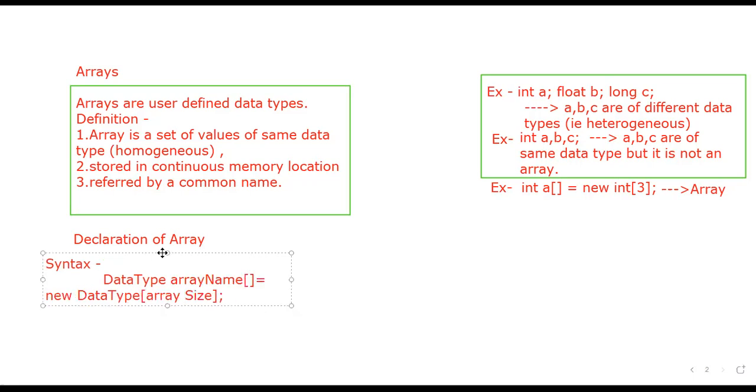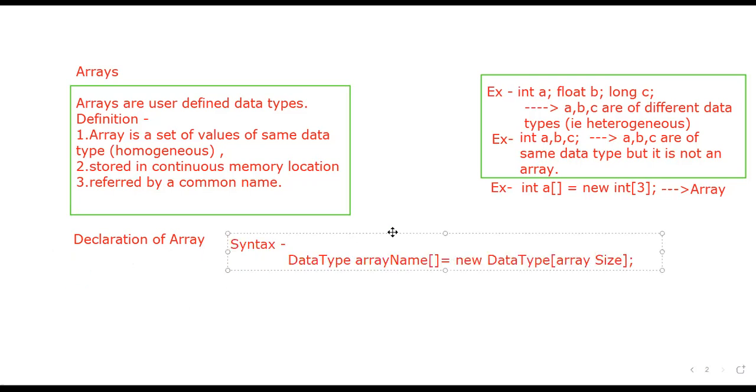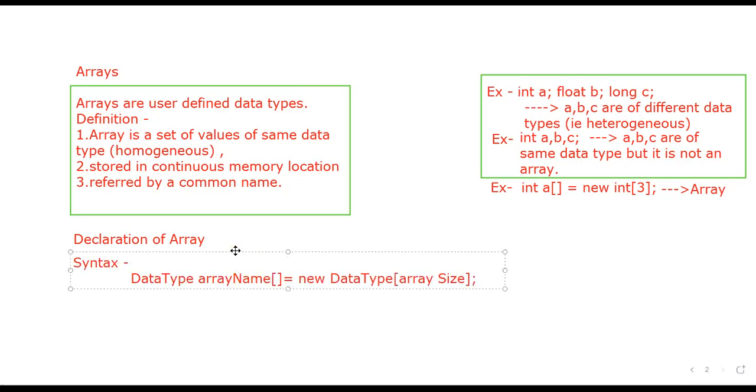Hello, ma'am. Yes, just one second. Actually, I thought your voice was breaking. Actually no, I stopped here. I was rearranging the position, so I have written it like here. So here it is, this is the syntax: data type, array name, then new data type, then array size.